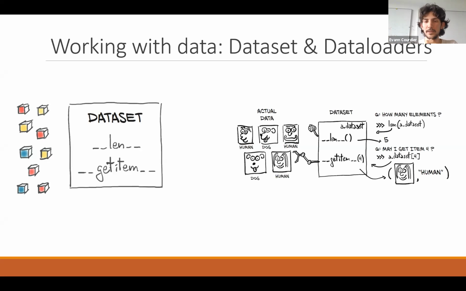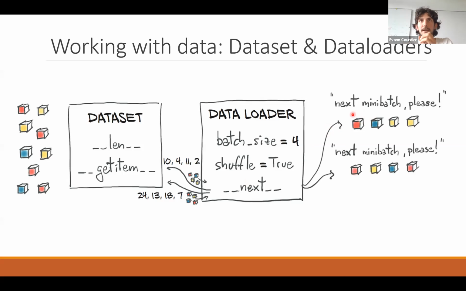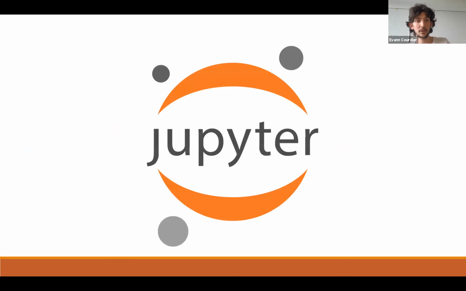So here you can see when you use it in practice, you will be querying a mini batch to the data loader, which will be querying each index to the data set. And then it will return you mini batches of data that it might have shuffled if you have required it to do so. So with all that said, let's jump to the next Jupyter notebook about working with data. I guess you can see properly my screen.